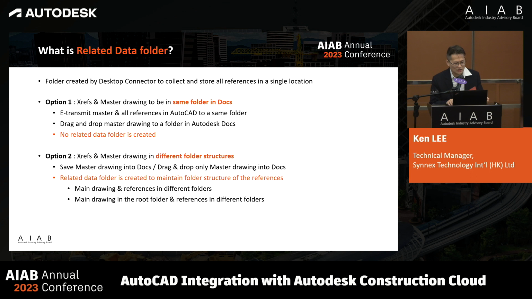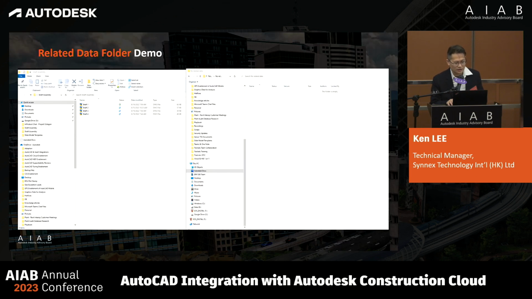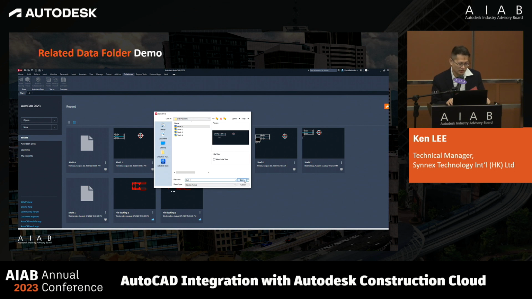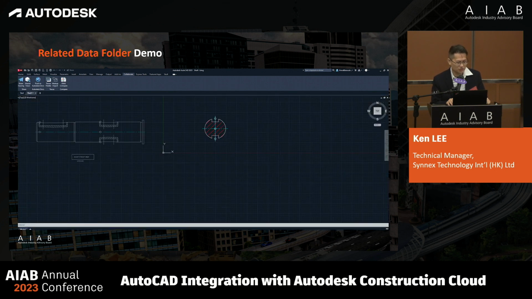But in option 2, if the references and master drawing are not in the same folder structure, maybe you drag a main file from your local work-in-progress folders to the Autodesk Docs folders through the desktop connector, it will automatically maintain the folder structure and help you create the folder name. From this example, you can see there are drawings 1, 2, 3, 4. In AutoCAD, I open Shaft 1. Shaft 1 is the main drawing, and it has other references. Shaft 2, 3, and 4 are the reference drawings.